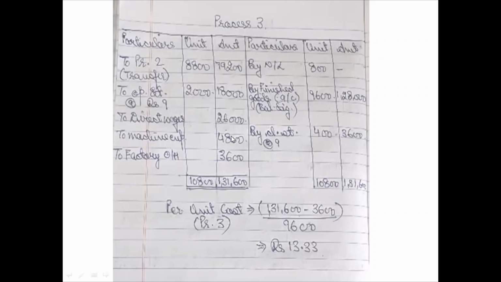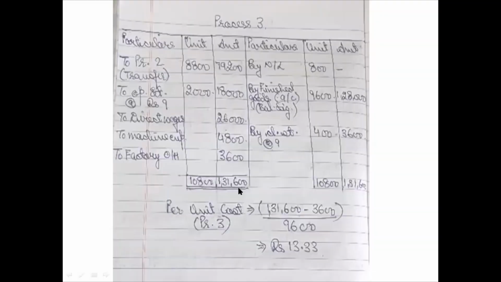Then make a total of all the expenses, which comes to be 1,31,600. From this amount 1,31,600, deduct the amount of closing stock, 3,600. Okay. So we are having the value as 1,28,000. So our 9,600 units are valued at 1,28,000. So we are identifying the per unit price.